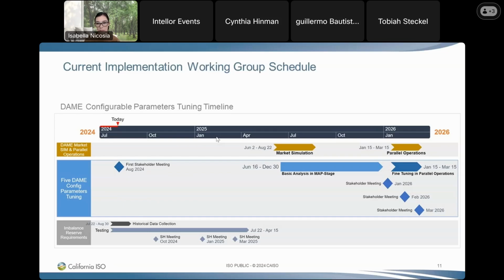I'm just a little concerned that if we're cramming in 3 meetings, January, February, and March, with the anticipated go live still in May, that doesn't give us a lot of time to really have those robust conversations I think we were all thinking we'd be able to have in this working group. So did you guys think about having maybe some stakeholder meetings starting in July of 2025 during that map stage testing?